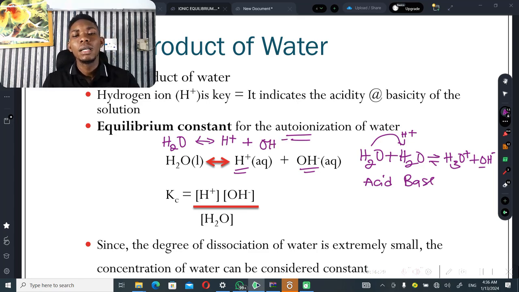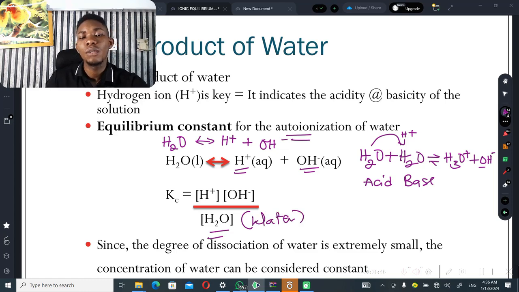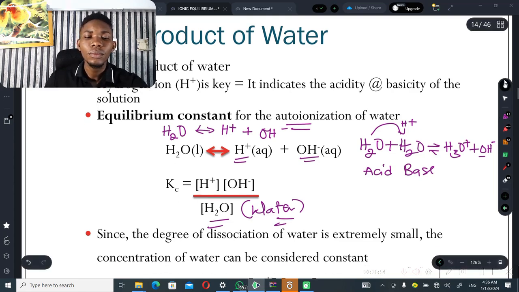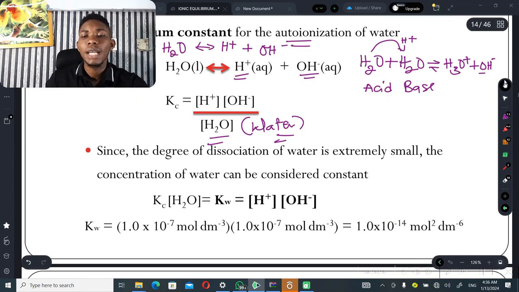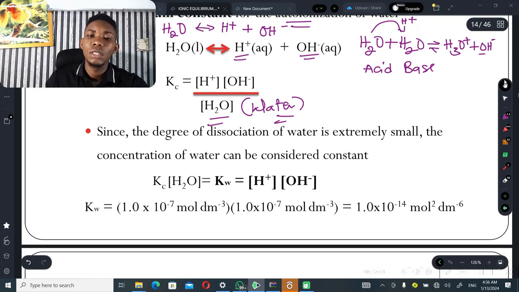For the auto ionization of water, the equilibrium constant expression will be Kc equals H plus times OH negative divided by H2O. Most times I told you that water does not actually show in the equilibrium constant expression because it's a pure solvent. But because of auto ionization, you have to put it there. Since the degree of dissociation of water is very small, the concentration of water can be considered constant.